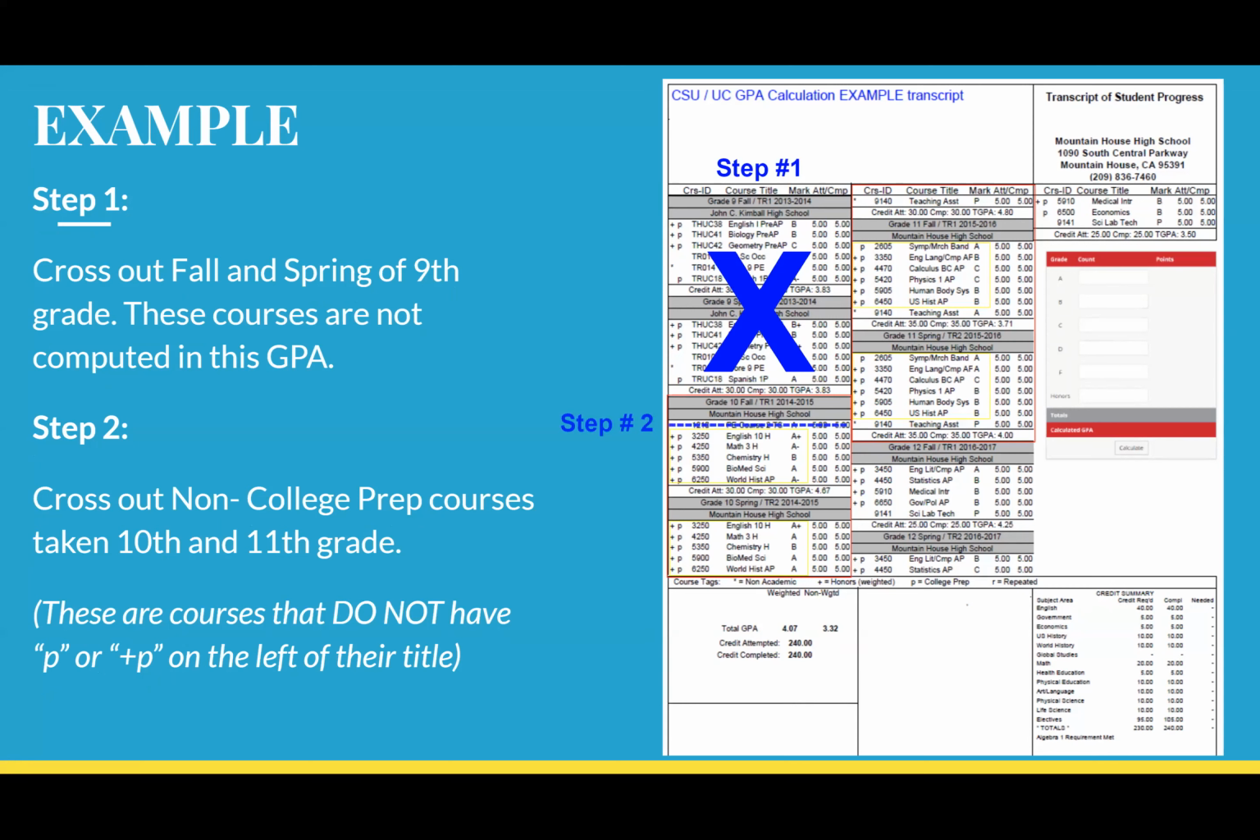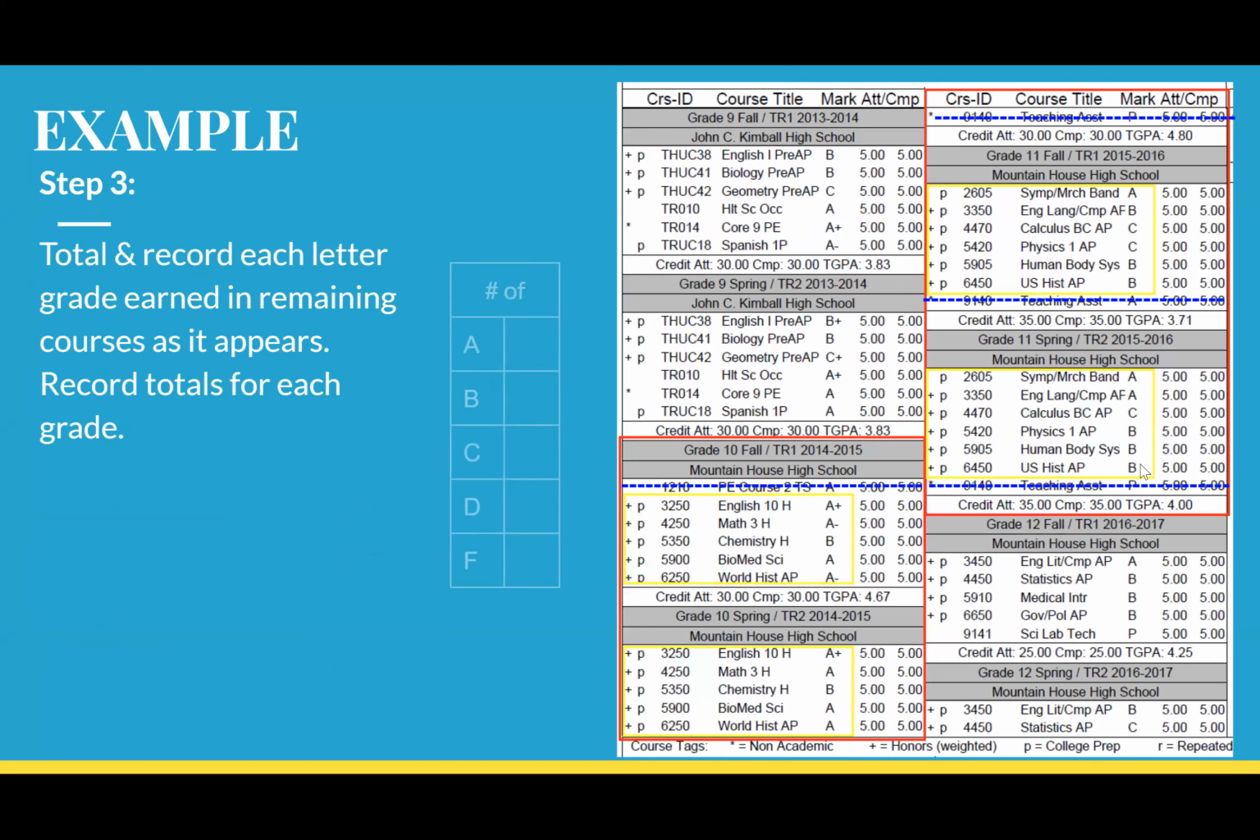And then any class that does not have a little P, if you can see here, some of them have P, some of them have P+. If this is not next to the class on the transcript, we're going to cross it out as if it doesn't exist. Most of the time, those are for classes like PE, TA, and courses like that. Okay.